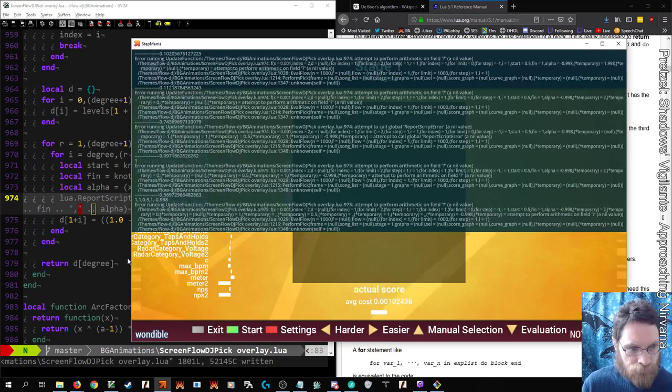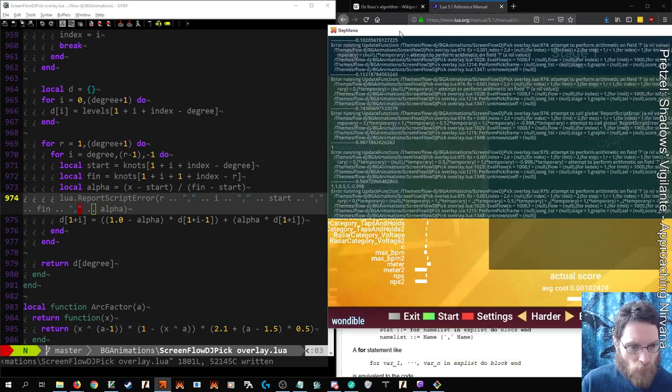Okay, so first loop. 1, 1, degree 1, 1 to degree, so 1 to 2, from 1 to 0, minus 1, yeah, because we're going to do index plus 1. The first point we selected was 0.5. The second point we selected was 1.